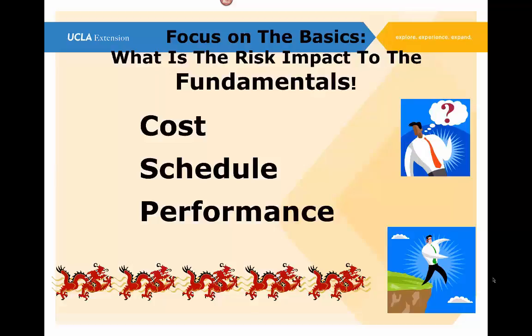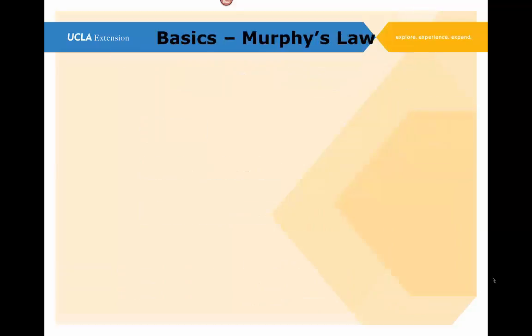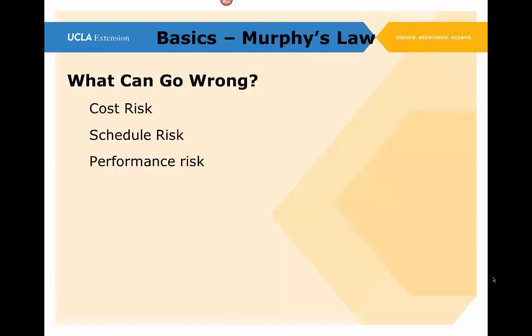So what we're looking at when we're really talking about risk, what is the risk impact? Impact to what on the project? What is the impact to the cost, to the schedule, and to the performance? And when we get down to basics, a law like Murphy's Law, what can go wrong? So when we talk about a cost risk or a schedule risk or a performance risk, what are we really saying there?